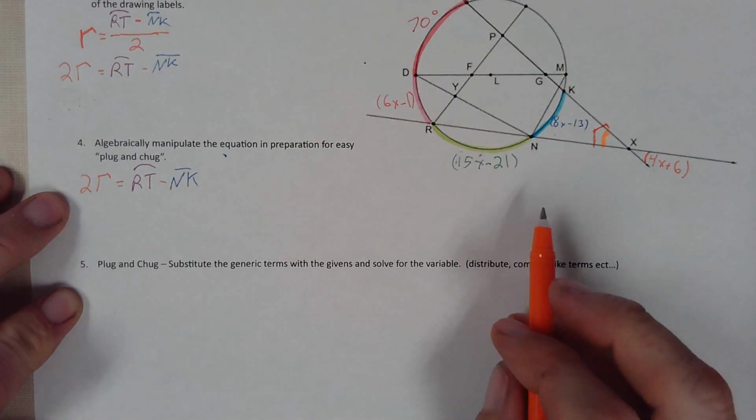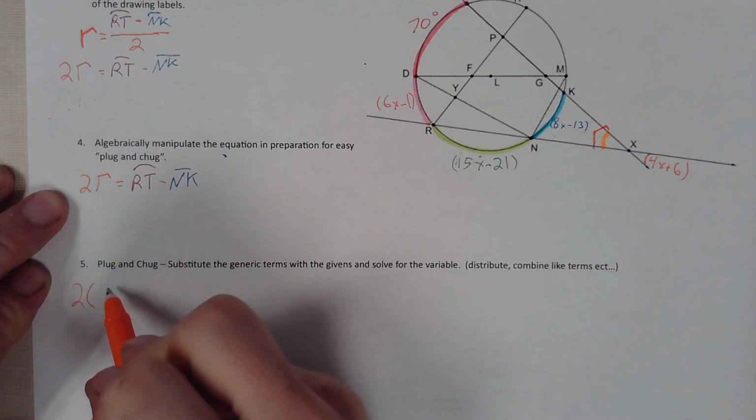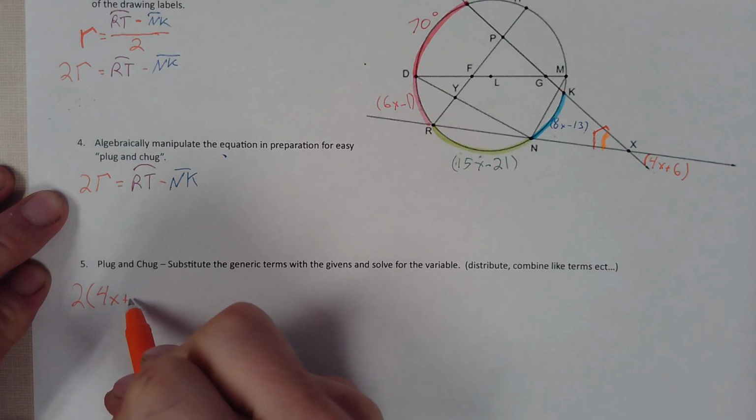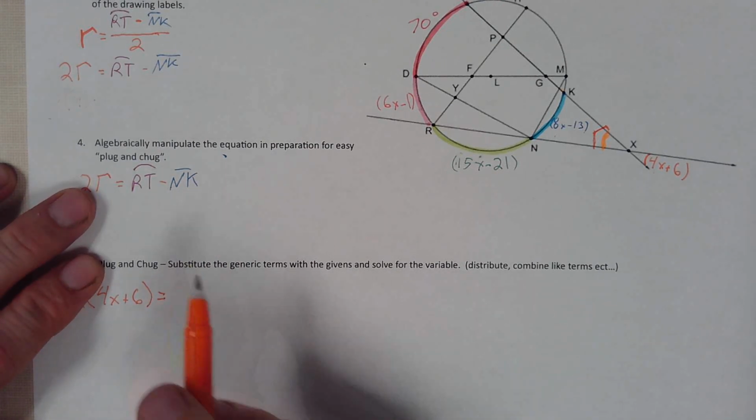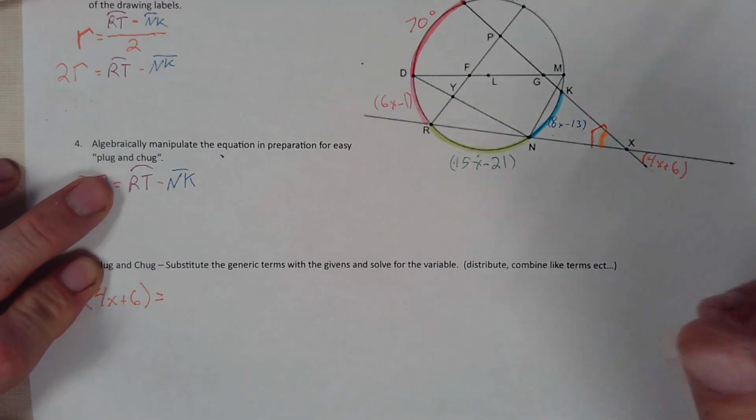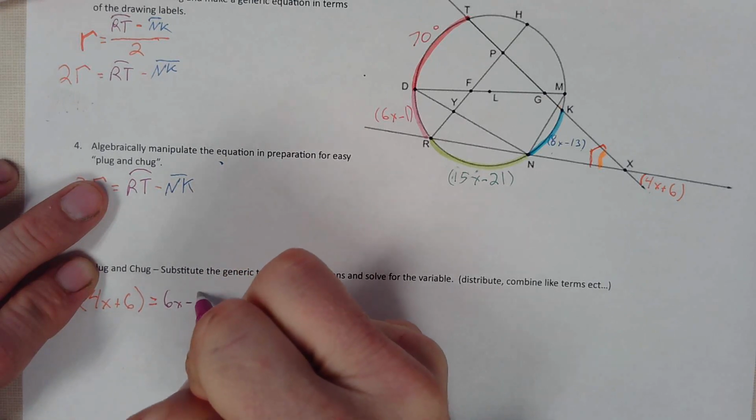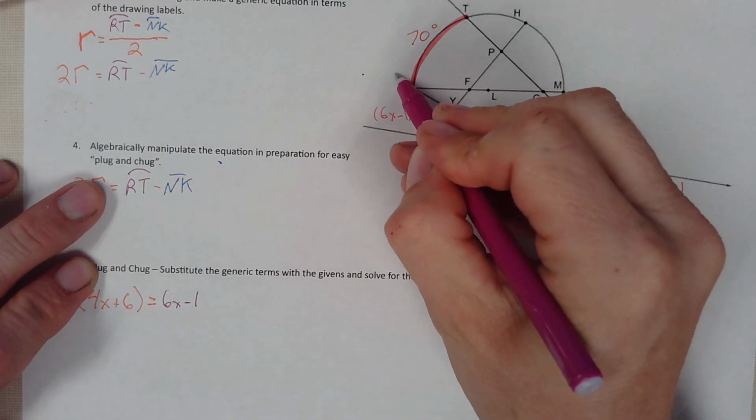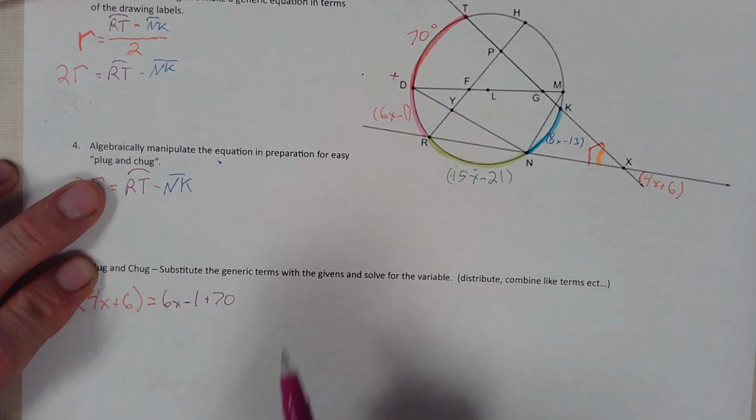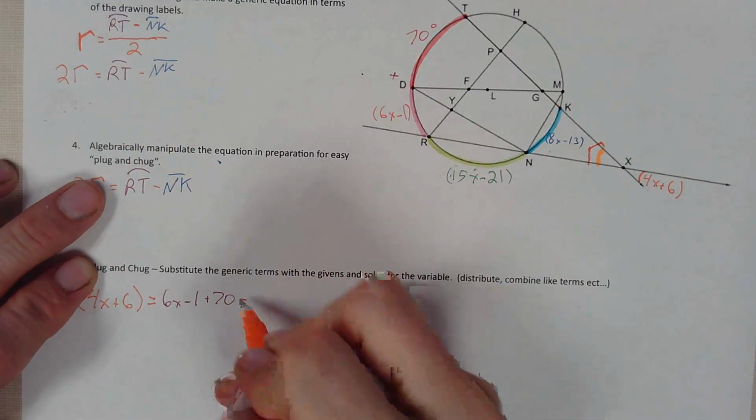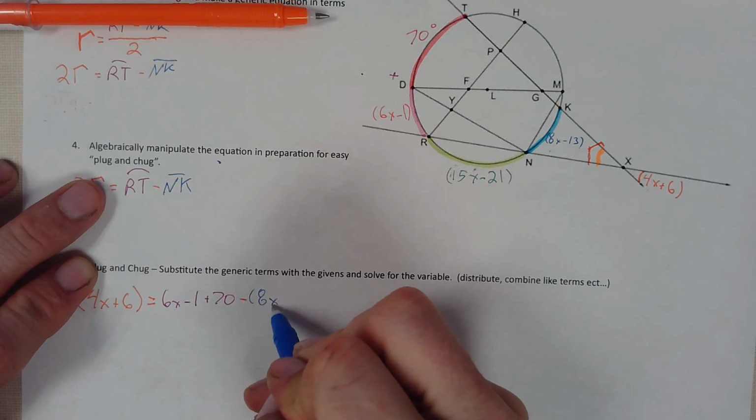All right, so 2 times gamma, which is 4x plus 6, on one side equals RT. Okay, so now I'm just working with RT. RT is 6x minus 1 plus 70, all minus 8x minus 3.